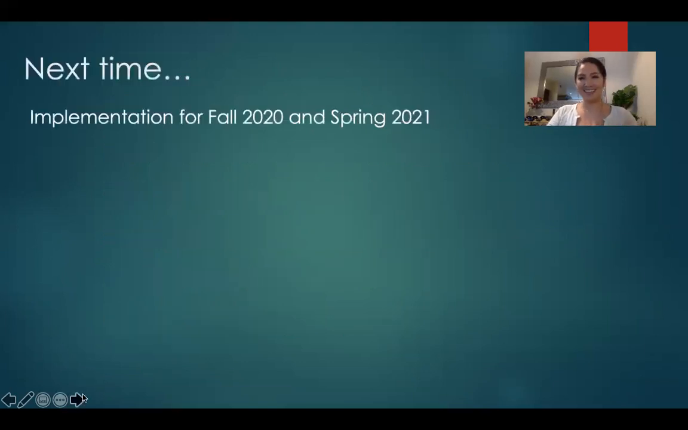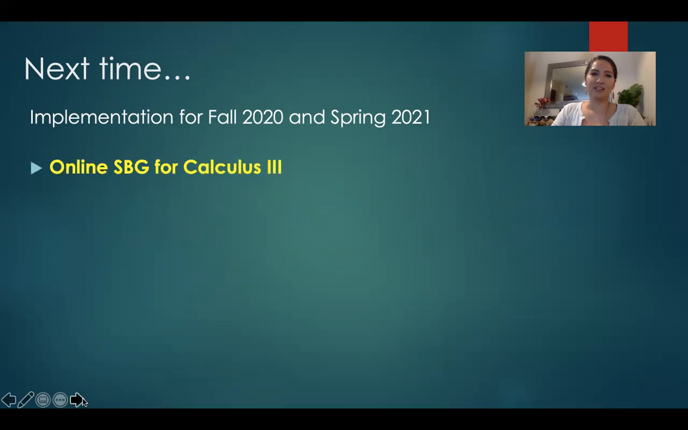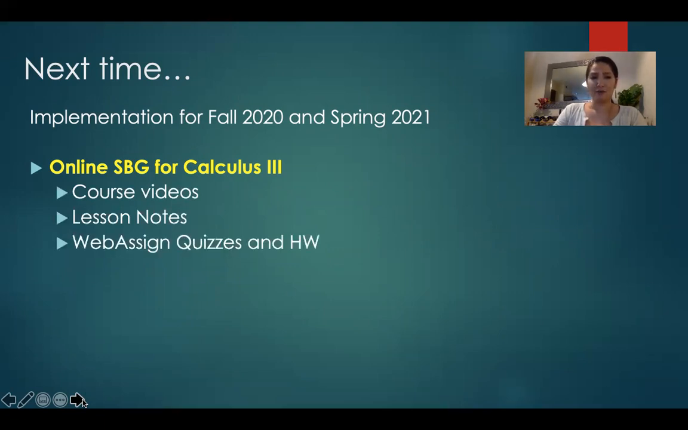So that's it for right now. Next time, the next video, I'll talk about how I implemented standards-based grading in fall 2020 and spring 2021. Here's a preview for Calculus 3. I used online standards-based grading. The students learn through course videos. They have lesson notes, they have blank ones, and then they have completed ones where they can check their answers for formative assessment. And then they have web-assigned quizzes and corresponding homework assignments. But there are issues with that as far as the feedback is concerned. So we'll talk about that next time.